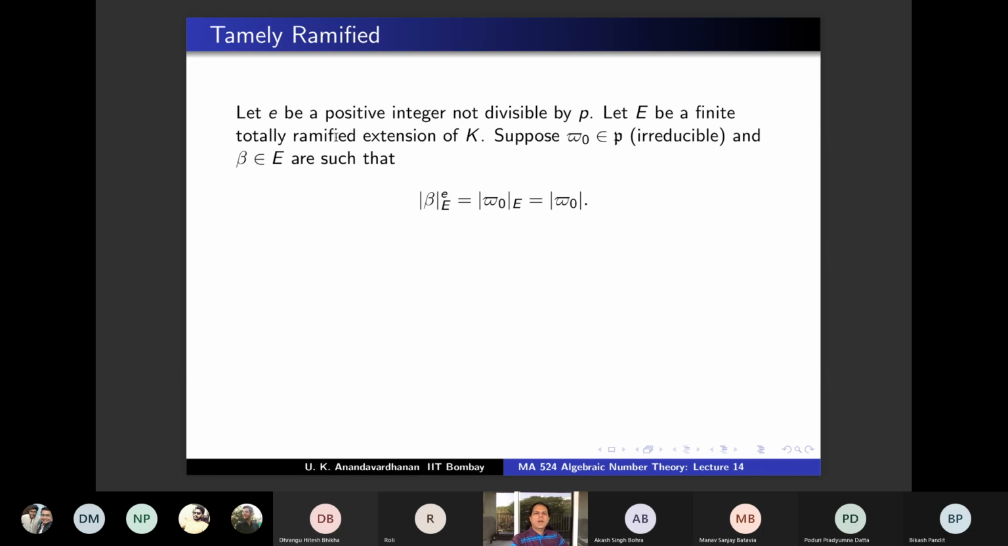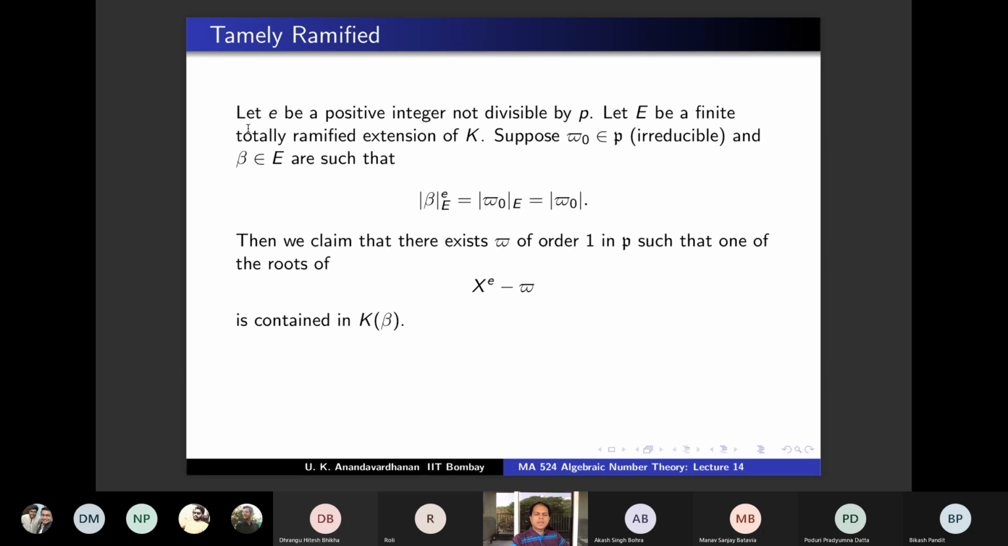Okay. So pi naught is downstairs, beta is upstairs, and suppose beta power E is some given number not divisible by P. So this is the tame condition. Tame meaning P does not divide the ramification index. E is right now a number; it will turn out to be the ramification index. So suppose beta power E and pi naught have the same absolute value. Then we are going to claim that there exists a pi of order 1, meaning valuation 1, in P, such that one of the roots of this equation, x power E minus pi, is contained in K beta.